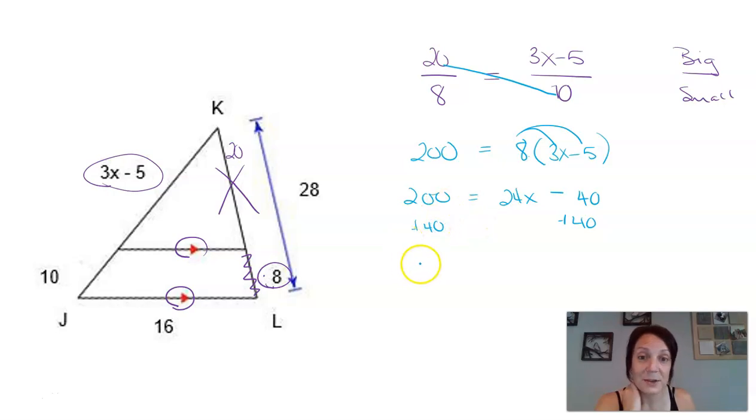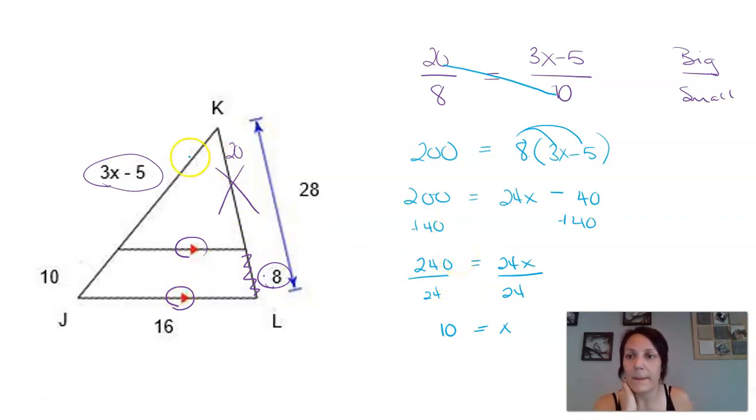I was hoping I wasn't going to have to go get my calculator. I think I can figure this one out. 240 is 24x, and when we divide both sides by 24, luckily for me, comes out nice and easy to 10. Right? 10 times 24 is 240. So that does not mean that this side length is 10, remember. What that means is x is 10, so that means this side length is 3 times 10 minus 5, so 30 minus 5, also known as 25.